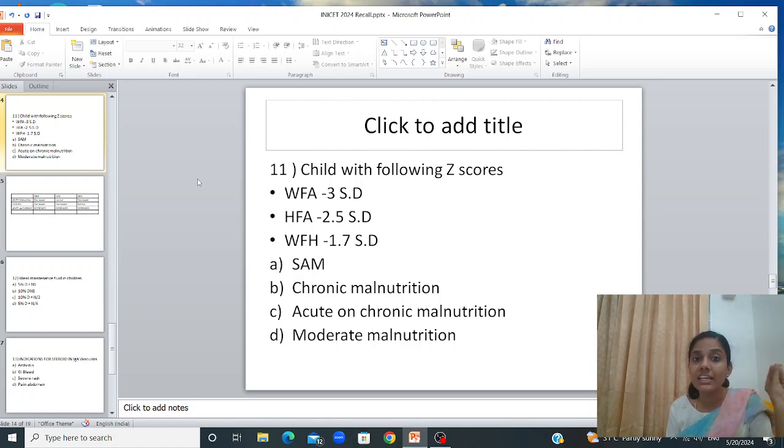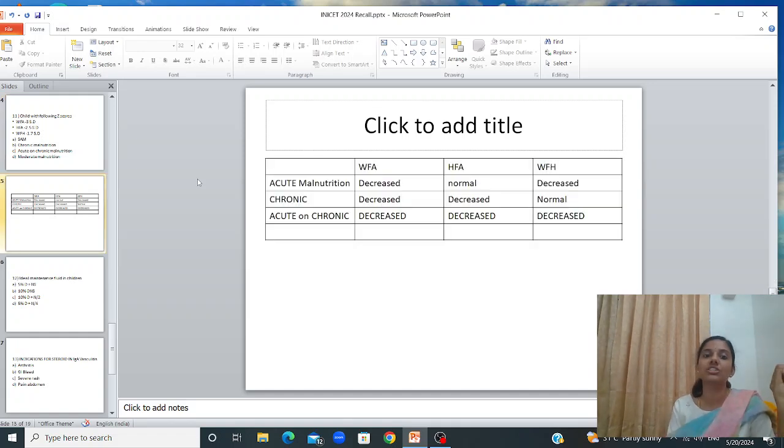That is, all the three parameters are being affected. So when all the three parameters are affected, according to your WHO classification, it is acute on chronic malnutrition. While in chronic malnutrition, only your weight for age and height for age will be affected. In acute, it is weight for age and weight for height. Fine. This is according to your WHO classification. This is given in your Elizabeth textbook of nutrition.